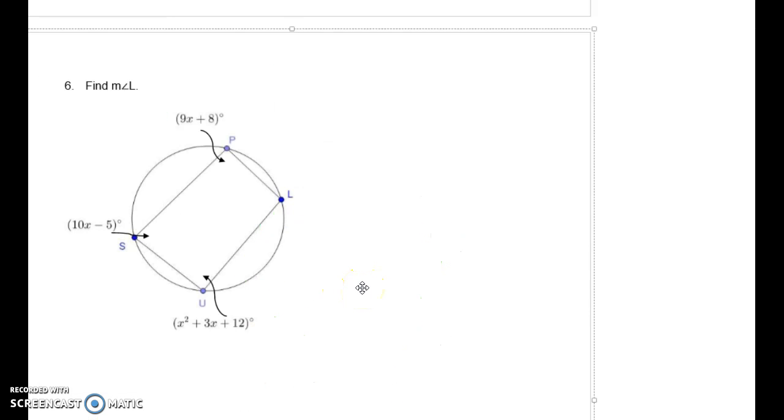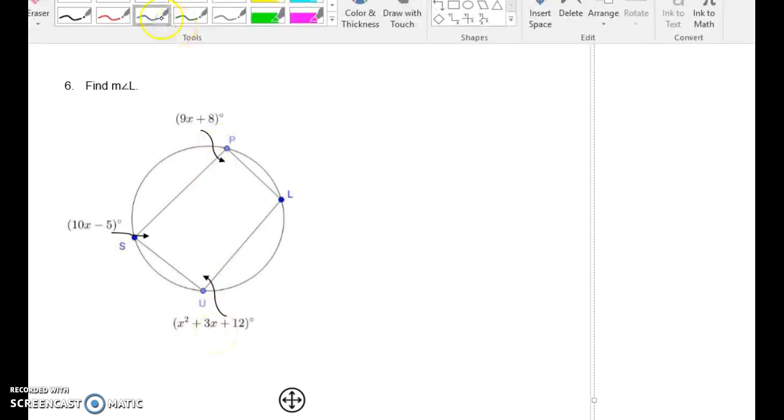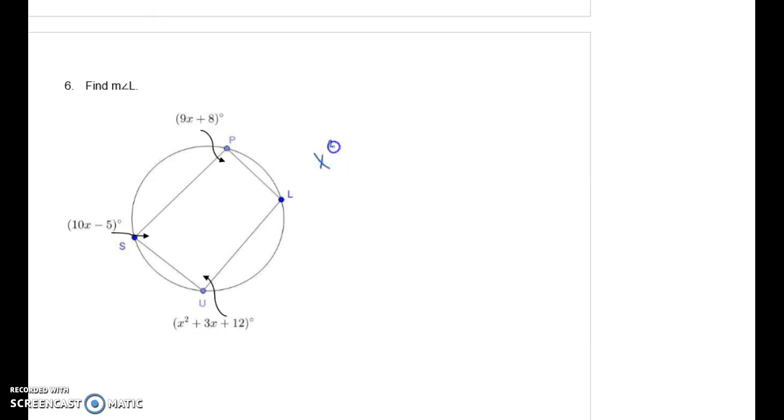So how would we use this in a problem? Well, if we wanted to find the measure of angle L, in order to do that, we have to find the measure of angle S. But to find that, we also need to find out what x equals. So what I'm going to do is set these two angles, x squared plus 3x plus 12, and 9x plus 8, and add those up to 180, and then I can solve from there. So I'm going to combine like terms. I've got x squared plus 12x plus 20 equals 180.